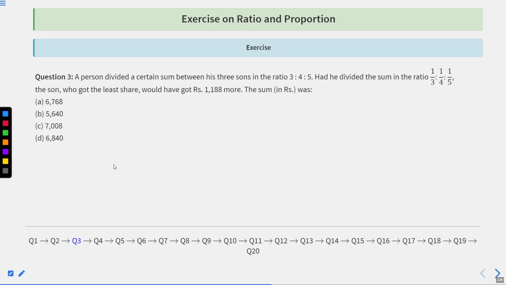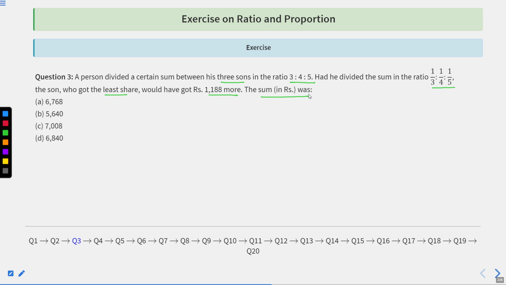Question number 3. A person divided a certain sum between his 3 sons in the ratio 3:4:5. Had he divided the sum in the ratio 1/3:1/4:1/5, the son who got the least share would have got 1188 rupees more. The sum in rupees was.